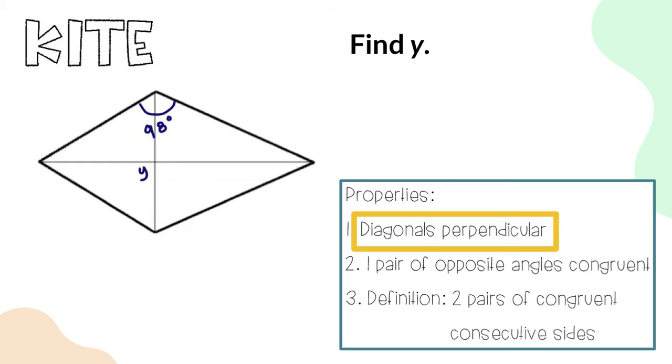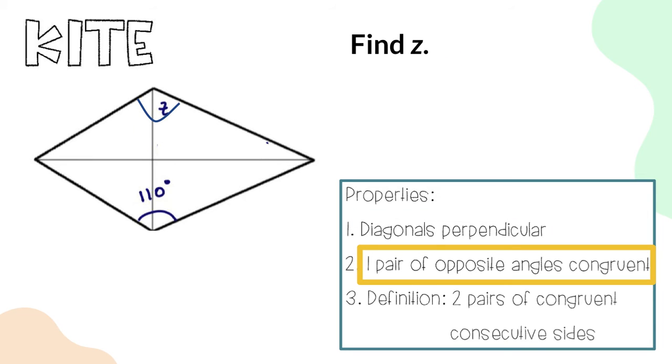Anytime I know that I have diagonals that are perpendicular, that means that I'm dealing with things that are 90 degrees. So all of these angles are 90 degrees, which means that y is equal to 90 degrees. Here I want to find z. I know that opposite angles are congruent. So since this angle down here is 110 degrees, this one must also be 110 degrees.